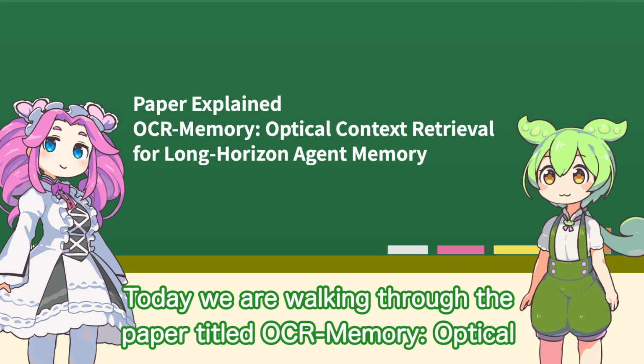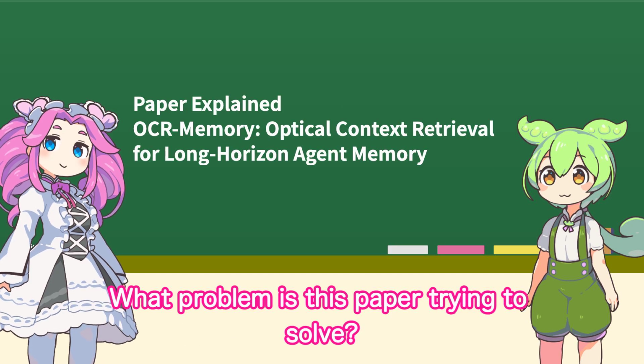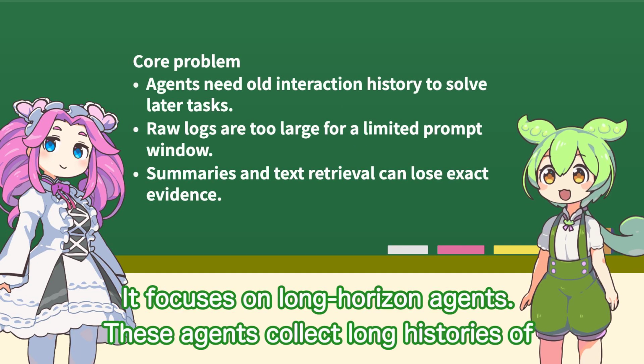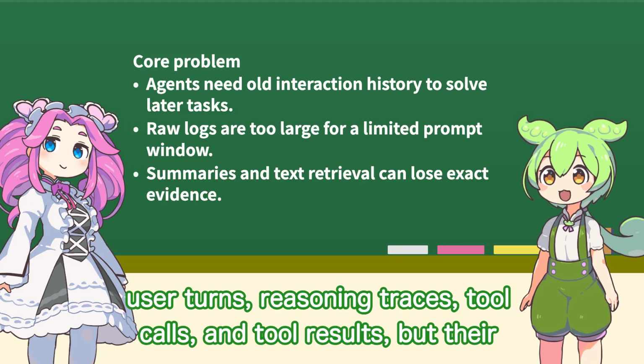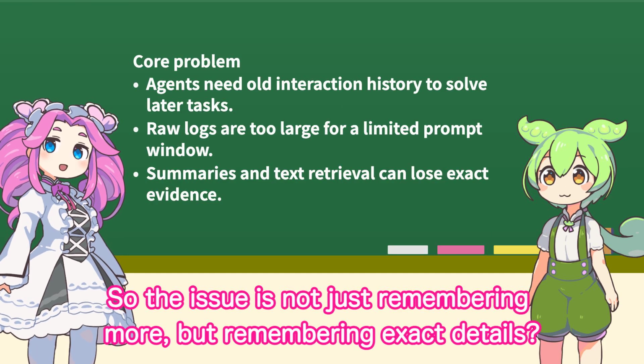Today we are walking through the paper titled OCR-Memory: Optical Context Retrieval for Long Horizon Agent Memory. What problem is this paper trying to solve? It focuses on long horizon agents. These agents collect long histories of user turns, reasoning traces, tool calls, and tool results, but their prompt window is still limited. So the issue is not just remembering more, but remembering exact details.